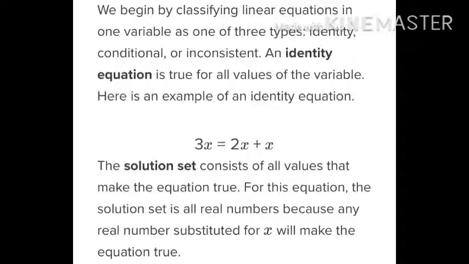We begin by classifying linear equations in one variable as one of three types: identity, conditional or inconsistent. An identity equation is true for all values of the variable. Here is an example of an identity equation: 3x is equal to 2x plus x. The solution set consists of all values that make the equation true. For this equation, the solution set is all real numbers, because any real number substituted for x will make the equation true.